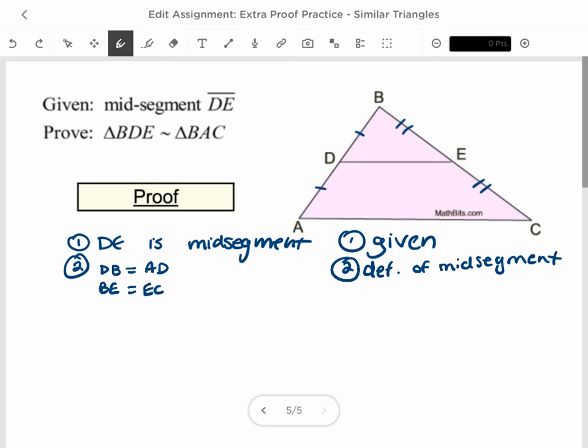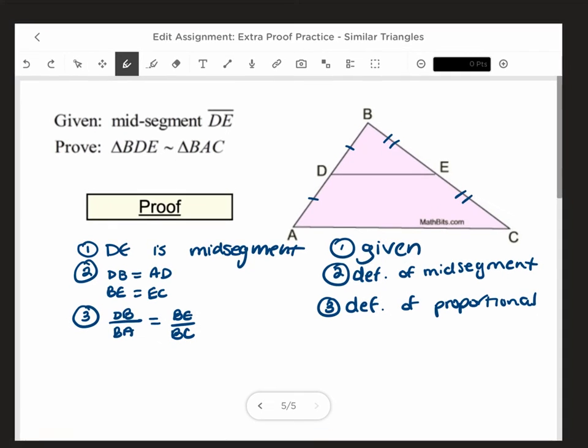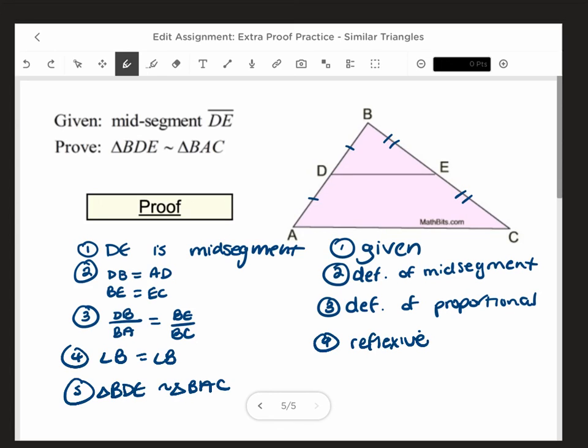So then you actually can continue with this, making DB over BA equal to BE over BC as the definition of proportional. And angle B equals angle B, and that's reflexive. So now the triangles are similar, and that's side angle side similarity.